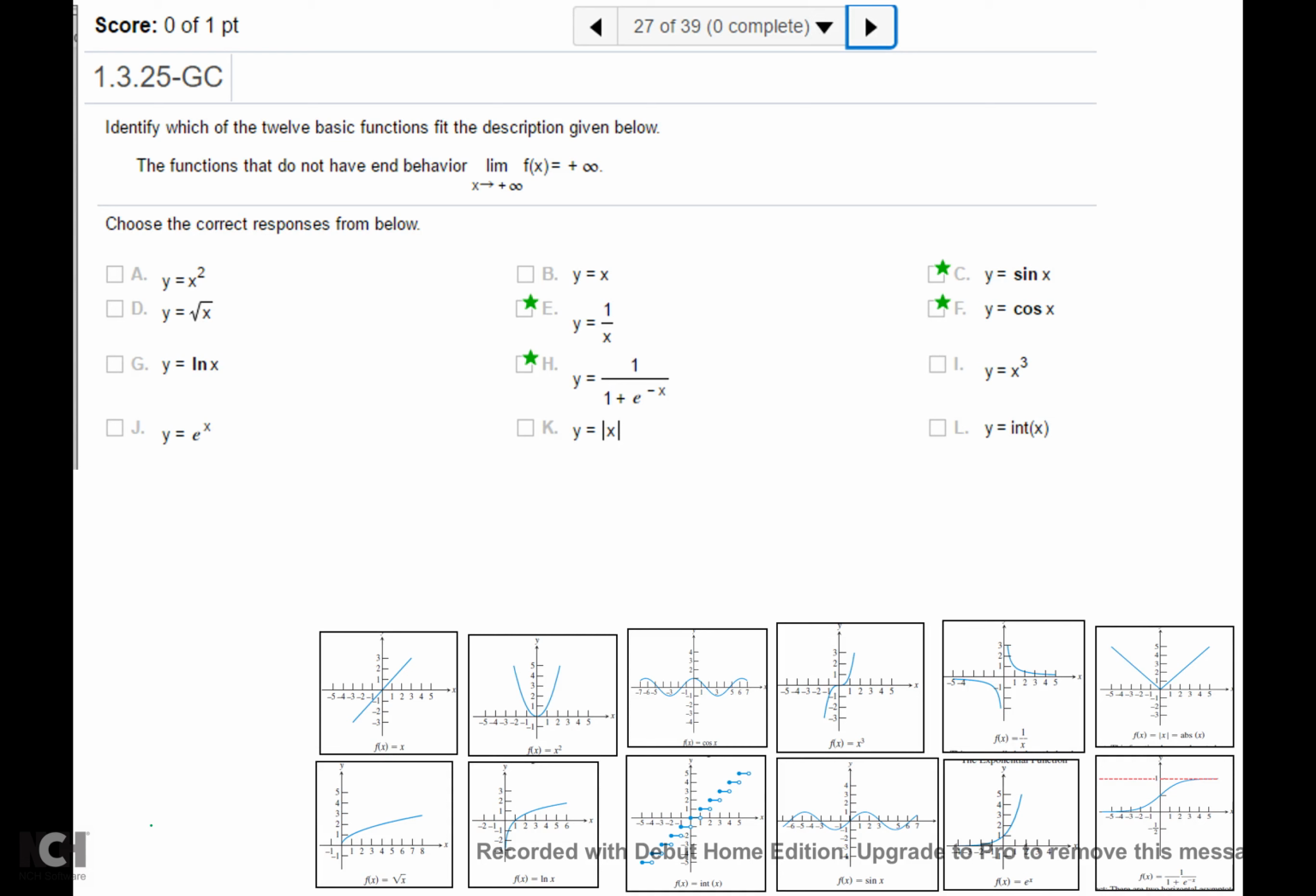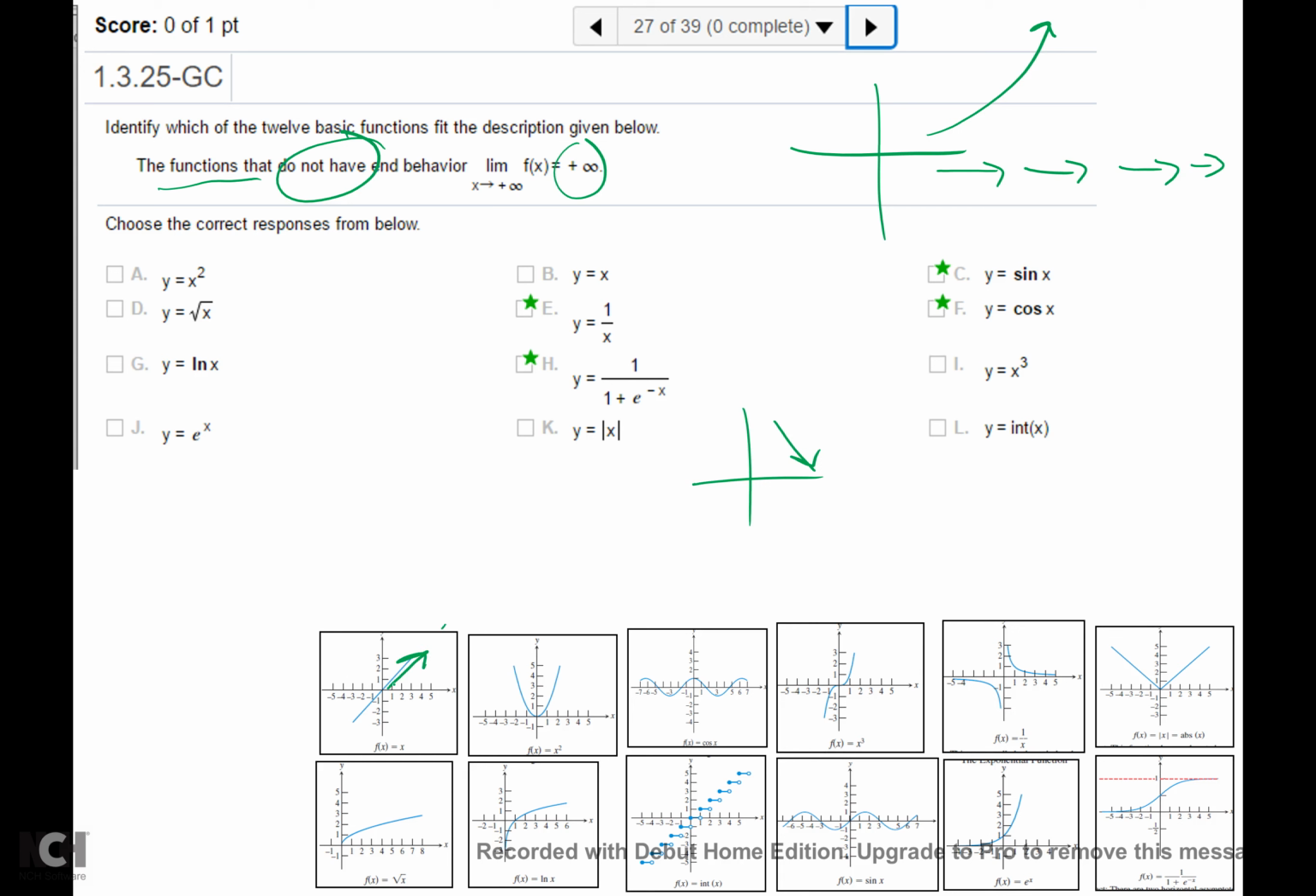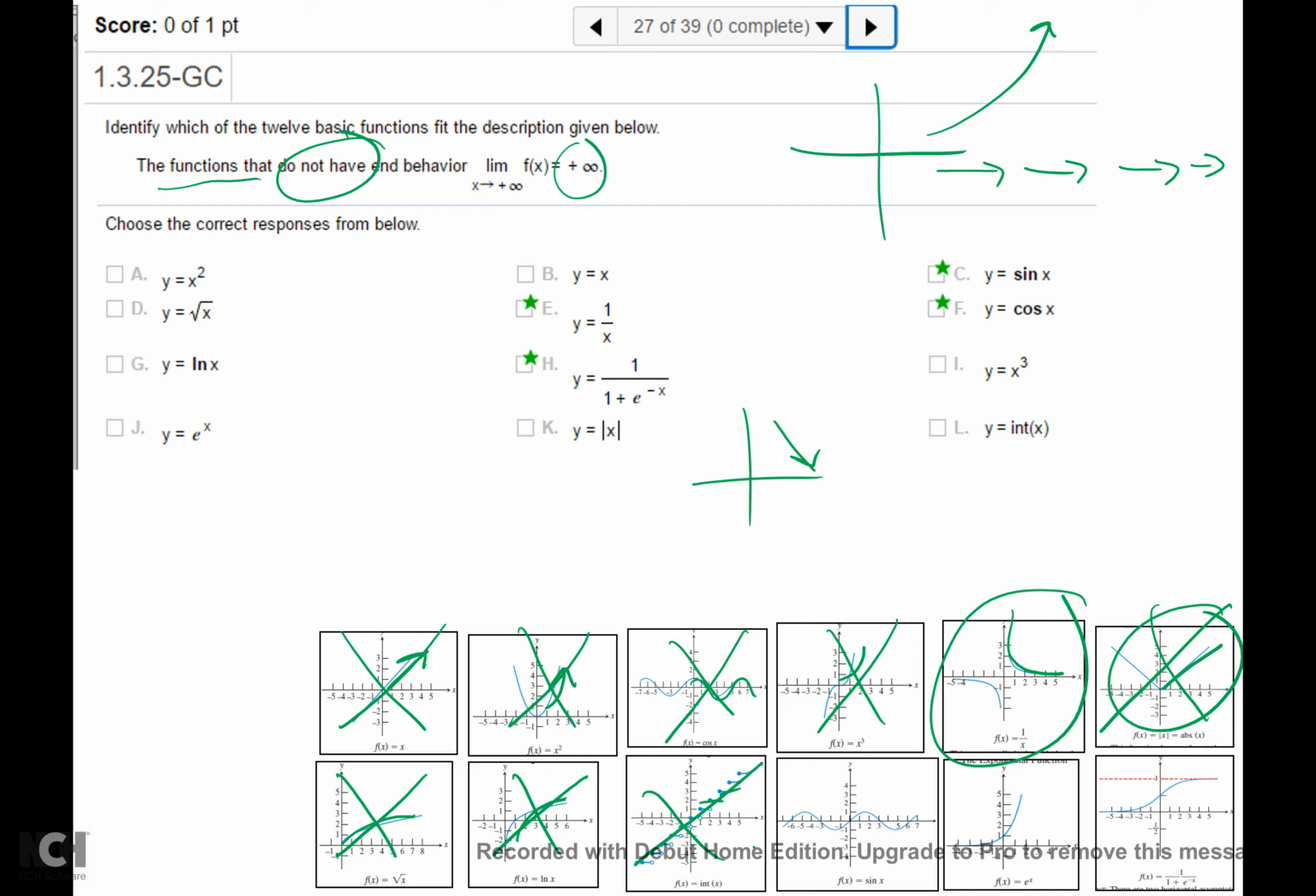All right, it says, identify which of the 12 basic functions fit the description given below. The functions that do not have end behavior, x approaches positive infinity, the function approaches positive infinity. What that means is, as you go further and further this way, as x gets increasingly bigger, they're saying the function does this. And they want to know the functions that do not do that. So I'm looking for functions that on this side of x are coming down and not up. This one's going up. This one's going up. This one's oscillating. This one's going up. This is coming down. So I want that one. Going up? No. Oscillating? No. Horizontally out. So the only one would be the 1 over x.